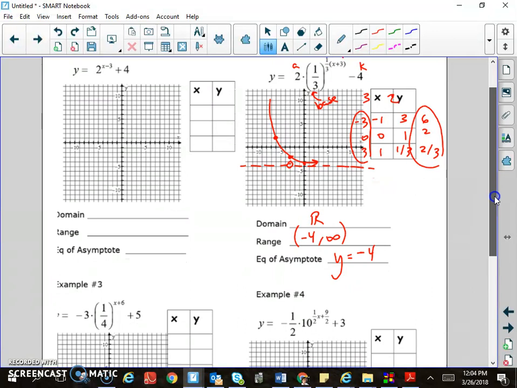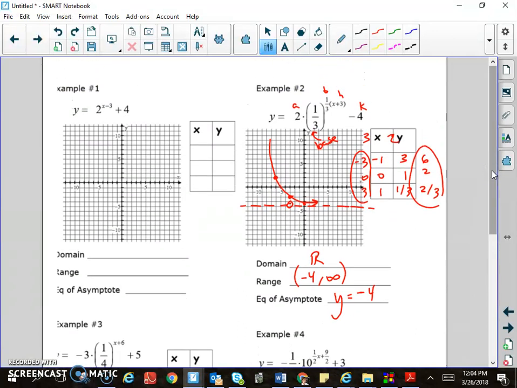All right, so we'll do another one. We'll do example 1. Notice this example doesn't have an A, because this is your base power. The base power is a 2. It doesn't have a B. All it has is an H and a K. So the only transformation is your starting point, your ghost point for this graph. You're going to go right 3, up 4. So that's where the horizontal asymptote is going to be.